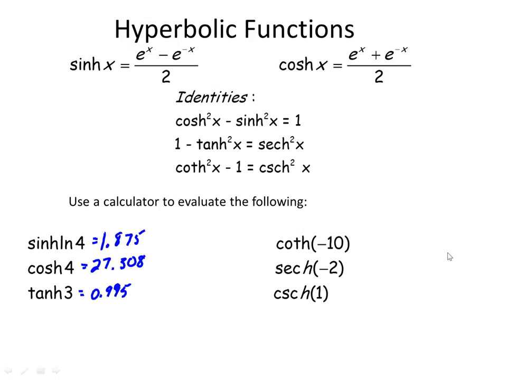Now, the inverse trig functions. For example, if you have coth of negative 10. On the TI calculators, what you're going to do is hit hyperbolic tangent, negative 10, and then you have an inverse button, which is the x to the negative 1, I think.